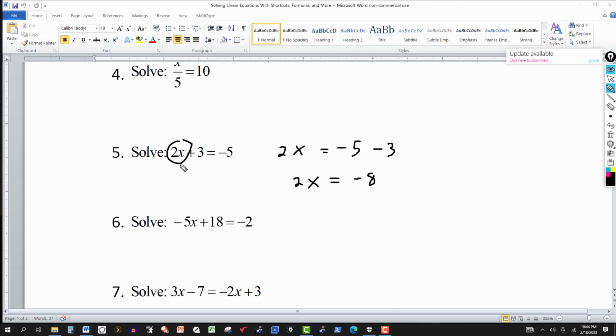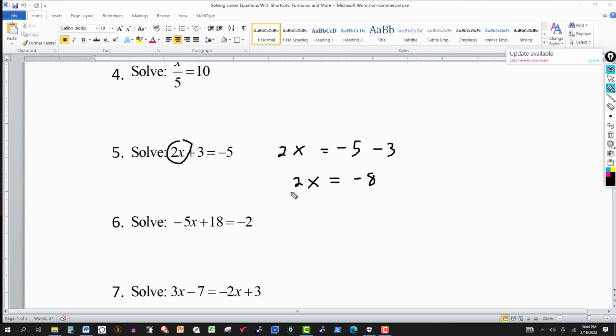Now if this had been a minus 3, when you bring it over, it becomes a plus 3. Then the signs are different. You subtract 3 from the 5 and take the sign of the 5, because that's larger, and you get a negative 2. But in this case, this is what you get.